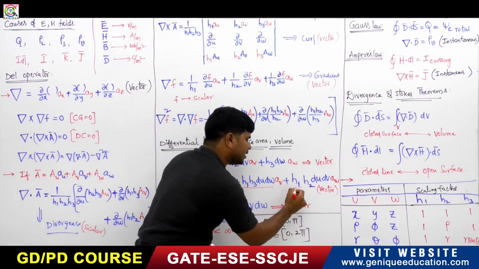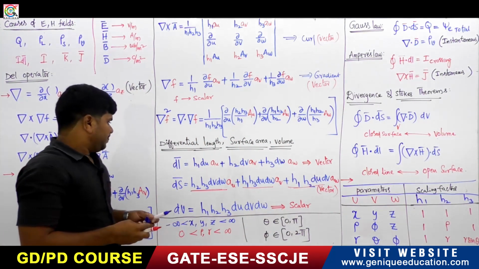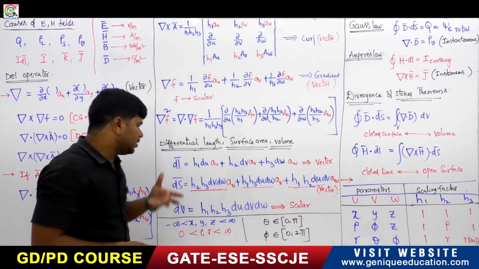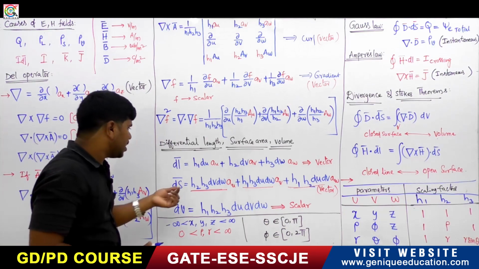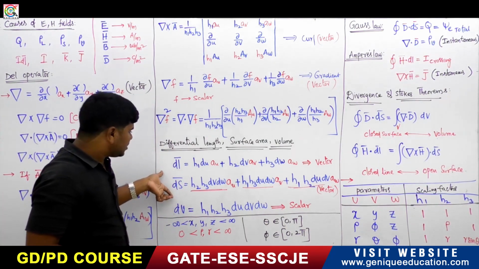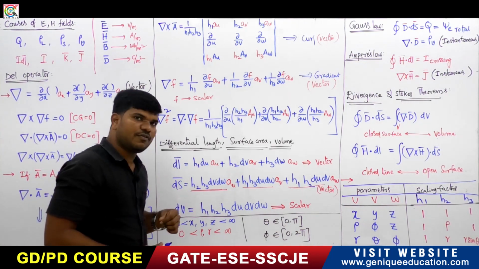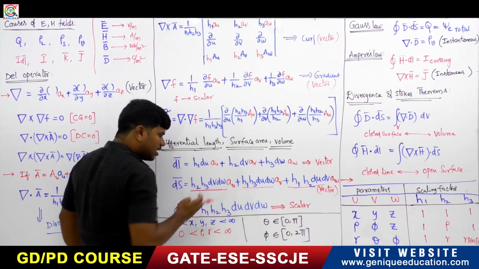It is a surface area in the direction of aw. Suppose I want to write the surface area in Cartesian coordinates. Okay, so how can I write it? How can I write the differential surface area in the direction of ax?